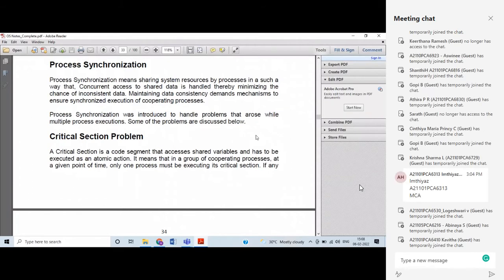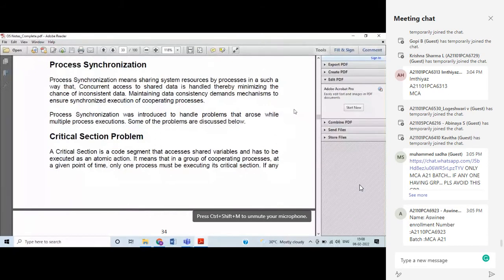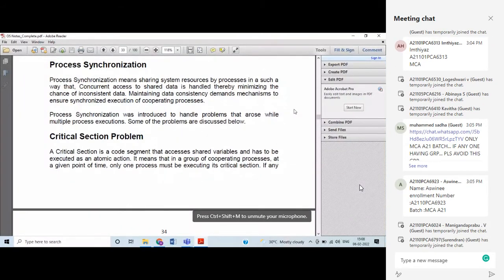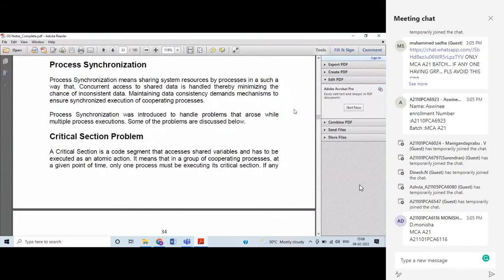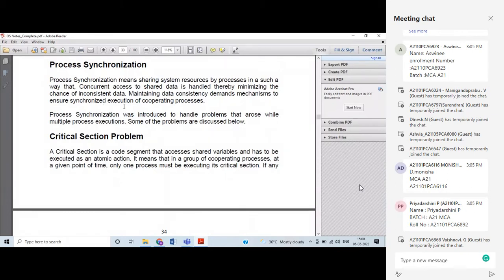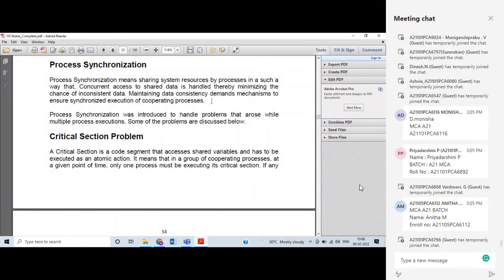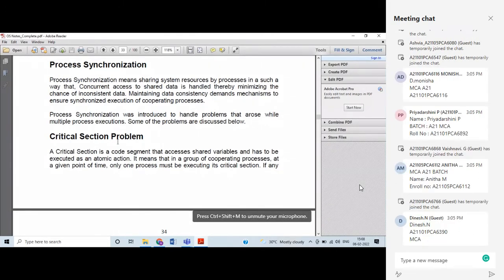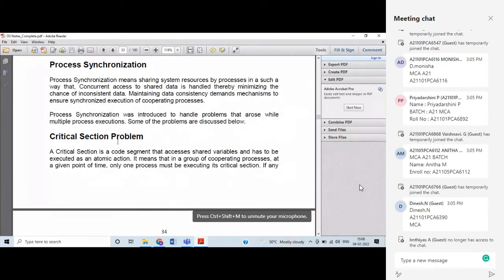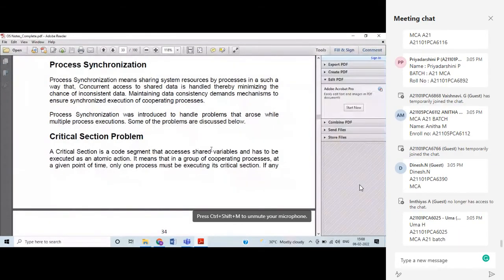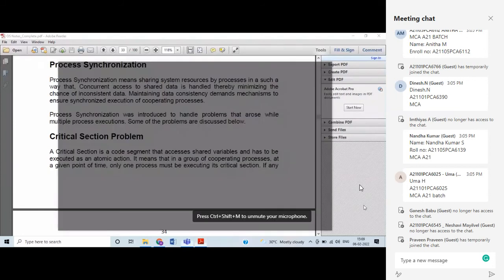So here, maintaining data consistency demands mechanisms. How to maintain the data consistency? It is not very easy to maintain data consistency inside the operating system. So it demands mechanisms to ensure synchronized execution of the cooperating processes. At first we have one problem called the critical section problem. These are some of the problems we face because of process synchronization.